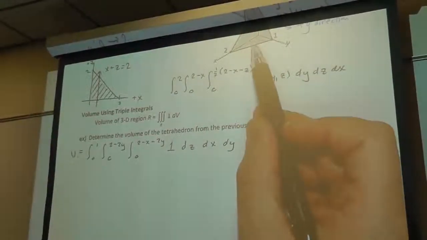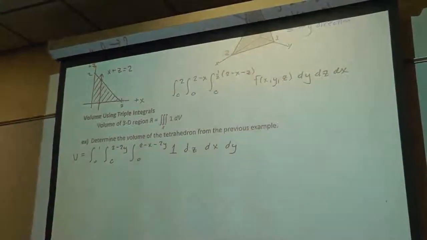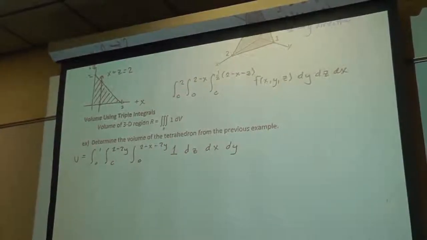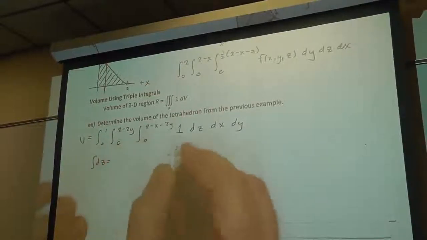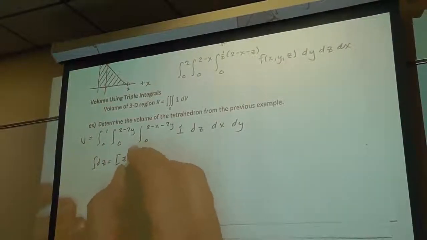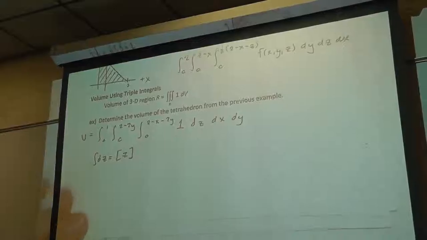I'm just using base area times 1/3 of the height. Cool. So that should be it. It should be 2/3. So if I do z's order first, the antiderivative of 1 with respect to z is the easiest integration when you do volume or area problems. You're integrating 1.